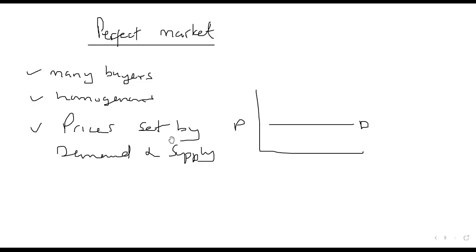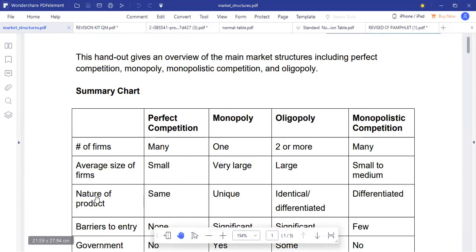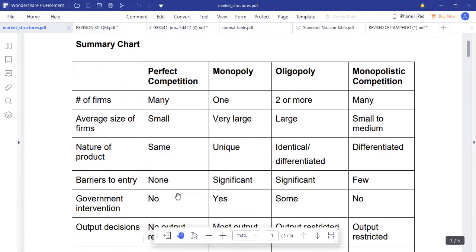So perfect competition has many buyers and sellers, and the average size of each firm is relatively small. The nature of the product is the same, identical. So in the open-air market, you will not differentiate the tomato that has manure and the tomato that is not packaged. In short, there are no barriers to entry.